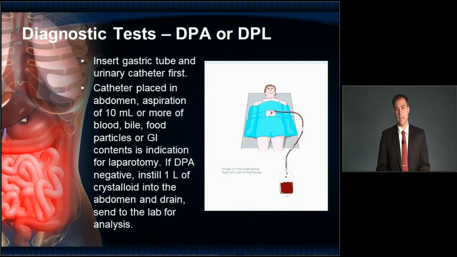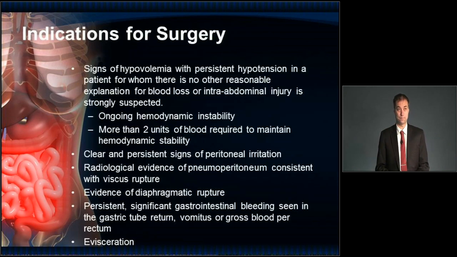Again, aspiration of 10 mL or more of blood, bile, food particles, or GI contents is an indication for an open laparotomy. If the DPA is negative, then a liter of crystalloid is put in the abdomen and drained. If there's frank blood, they go to the OR. If there's not frank blood, we send it to the lab, and the lab can look at the fluid for signs of bile, food stuff, or other things in the bag that could indicate a rupture of a hollow organ. DPA, DPL, rarely used today, but there's nothing wrong with them. They can still be indicated and done.